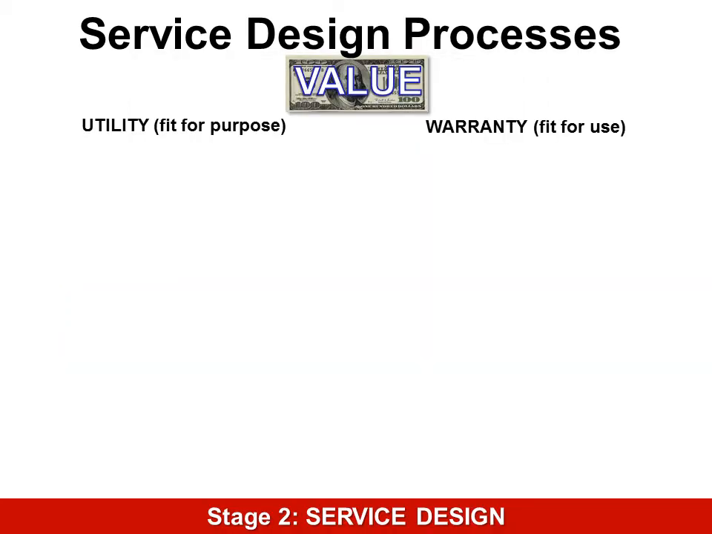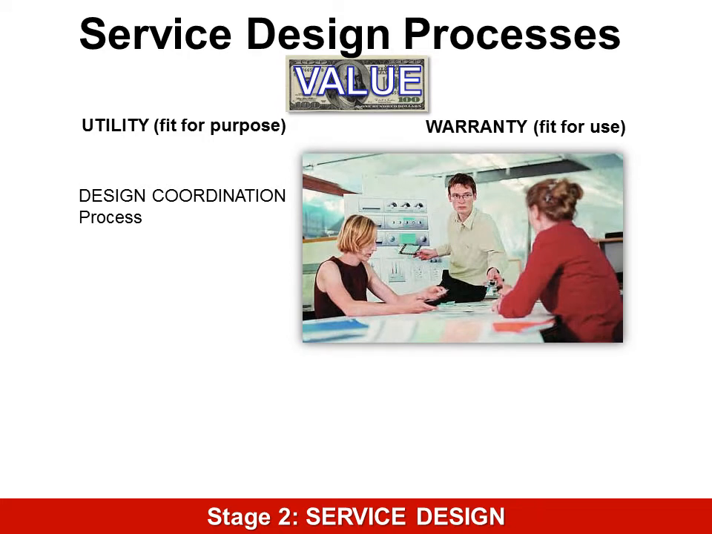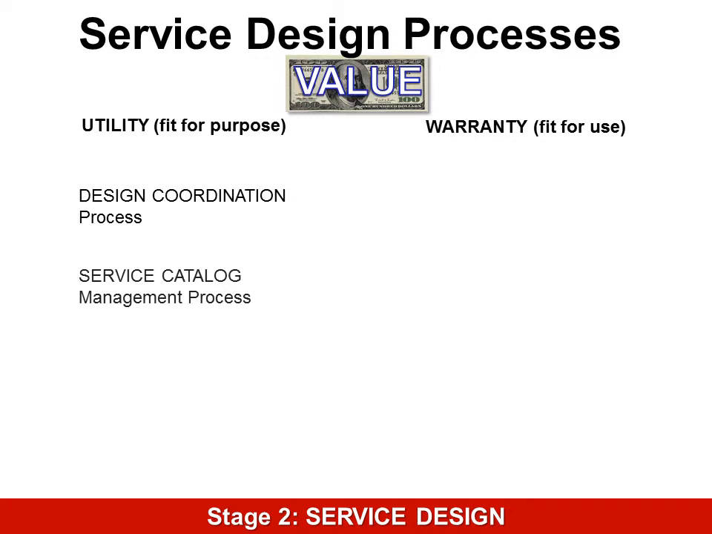Now remember, it has to have 2 components. If the customer finds it valuable, it must have utility and warranty. So there's 2 sides to the processes. On the utility side, the fit for purpose side, is the design coordination process. This is making sure that the teams are working together well. The service catalog management process, remember these are the products that are being developed and those who are in operation. So we want to make sure that the process of building that catalog is working correctly.